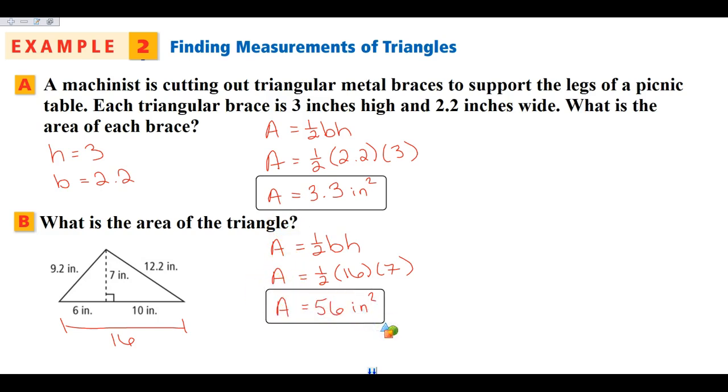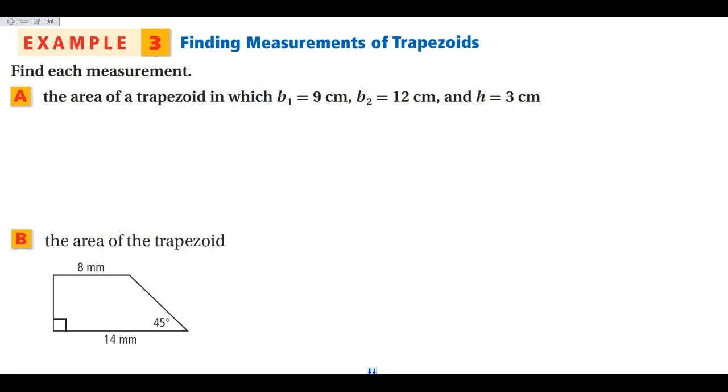Again, if you have questions on triangles, this is more just a review, so this should be really nothing new for you. But if you do have questions, please go ahead and write them down on your notes now. And we are going to go ahead and move into trapezoids.